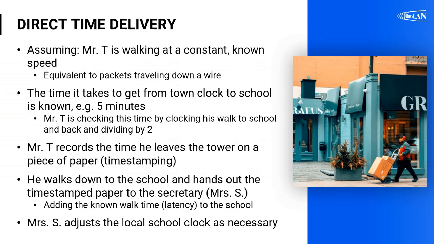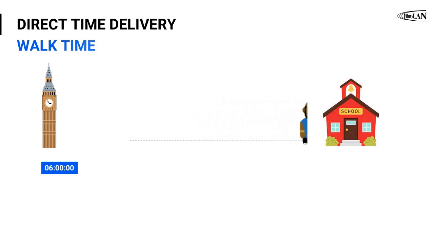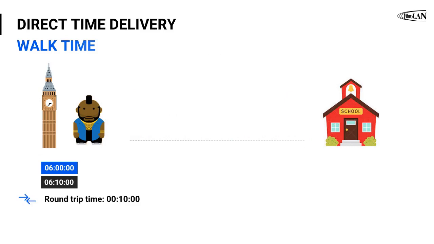The first part of the analogy is direct time delivery. We will assume Mr. T strides at a constant and known speed. This is equivalent to packets traveling down a wire. The time it takes to get from the town clock tower to the school is known. In this example, let's assume it is 5 minutes. Mr. T is checking this time by clocking his walk to school and back, and then dividing the result by 2.